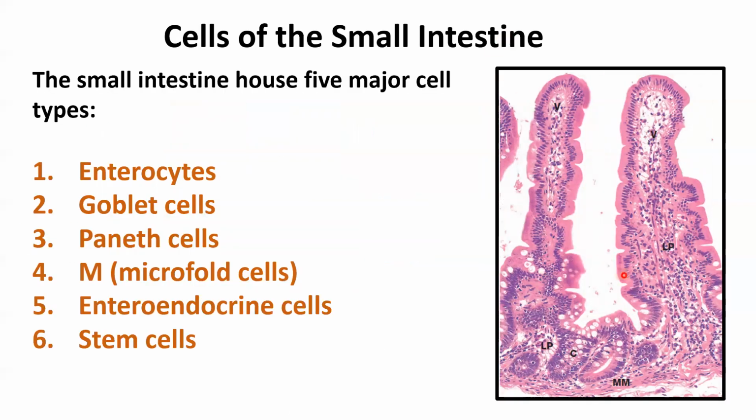Now, as we talked about the stomach, the gastric pits and gastric glands, there are cells that make up this surface. The same with the small intestine. There are different types of cells that make up the epithelial surface of the villi and the glands. I listed them here, and we'll go into details. Enterocytes, goblet cells, Paneth cells, M cells, the enteroendocrine and stem cells.